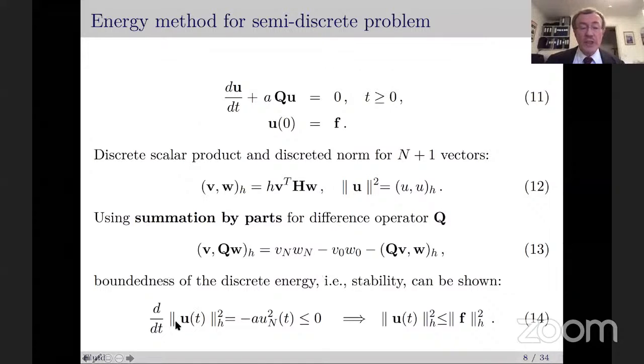And by that, we get this estimate for the time change of the discrete norm squared, which is our energy measure. And if we implement the boundary condition properly, I skip this part, then we get a similar estimate as for the continuous part. That means that the discrete norm at any time t is bounded by the discrete norm of the initial condition. And that means stability. So we build in this summation by parts property in our differential operators.